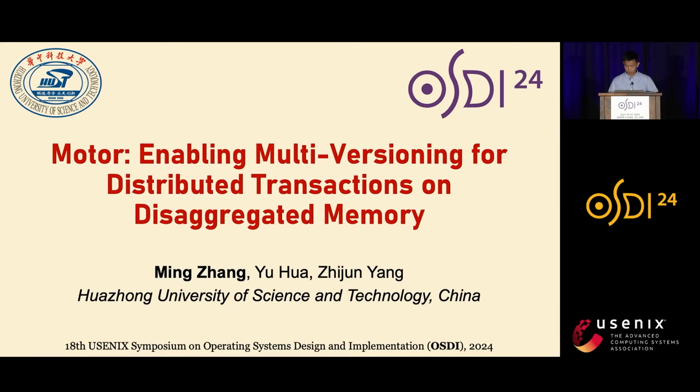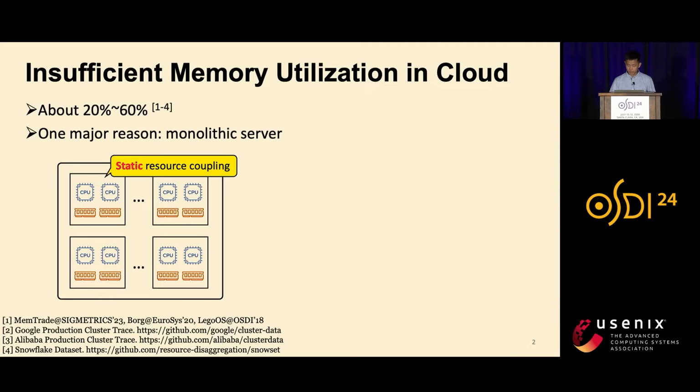I present Motor, enabling multi-versioning for distributed transactions on disaggregated memory. Cloud data centers have insufficient memory utilization, about 20 to 60%. A major reason is that existing data centers consist of monolithic servers. Each server statically couples some compute units and memory modules.